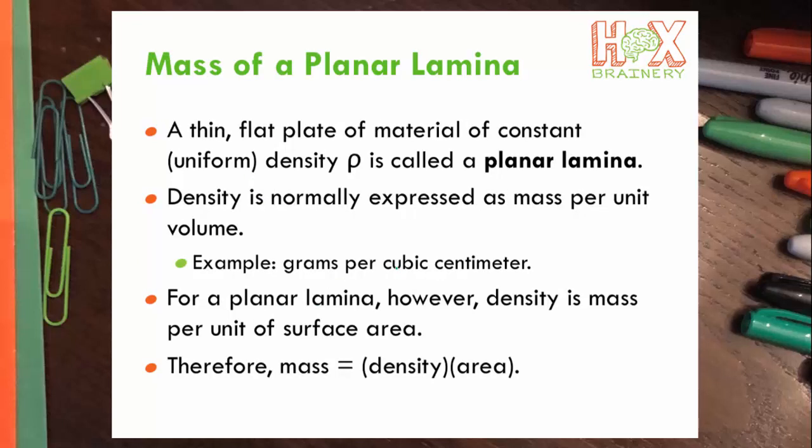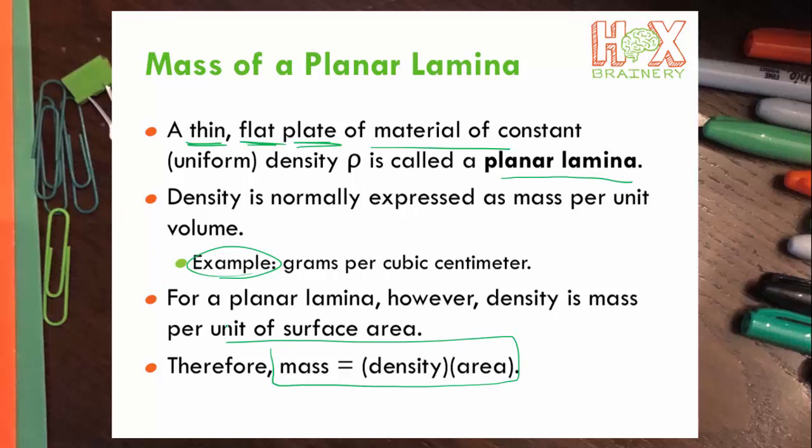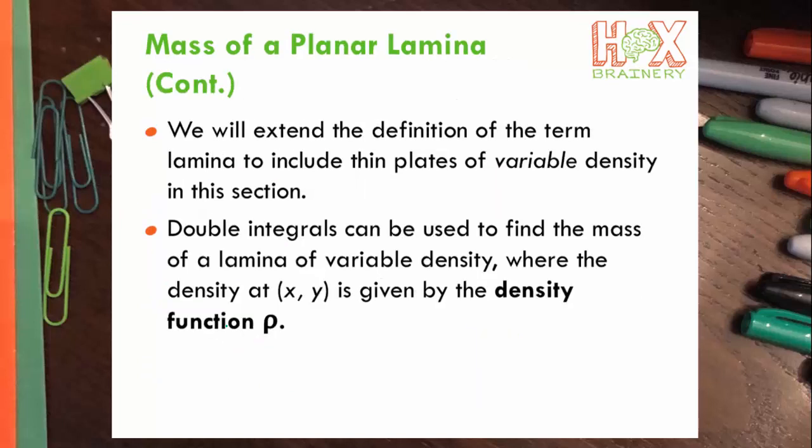So the mass of a planar lamina: basically a thin flat plate of material of constant, uniform density rho is called a planar lamina. Density is normally expressed as mass per unit volume, so for example grams per cubic centimeter. For a planar lamina, however, density is mass per unit of surface area. So you can think of this equation: mass is your density times the area.